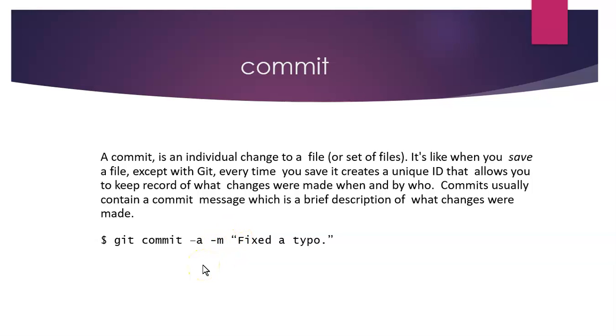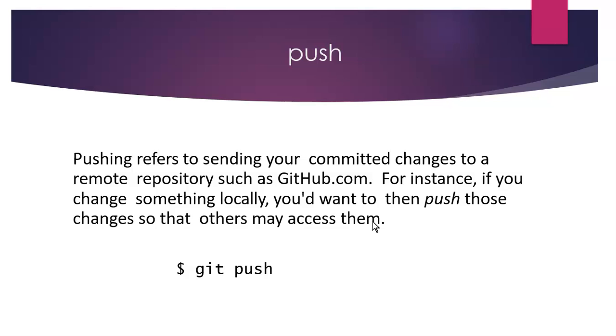It's like when you save a file, except with Git, every time you save it, it creates a unique ID that allows you to keep record of what changes were made, when, and by whom. Commits usually contain a commit message, which is a brief description. So it'd be git commit -m, fix the typo. Push refers to sending your stuff back to your remote repository, such as GitHub. If you change a bunch of stuff, just say git push and it'll send it back.